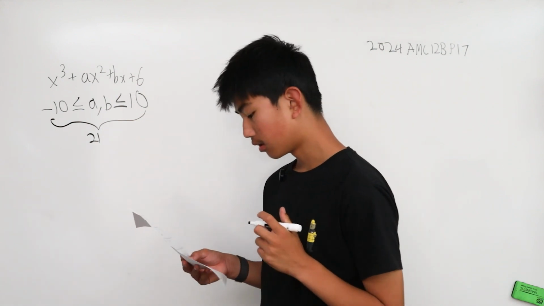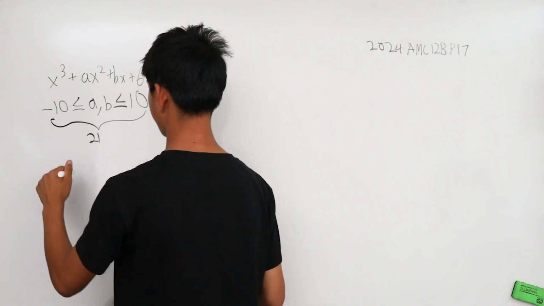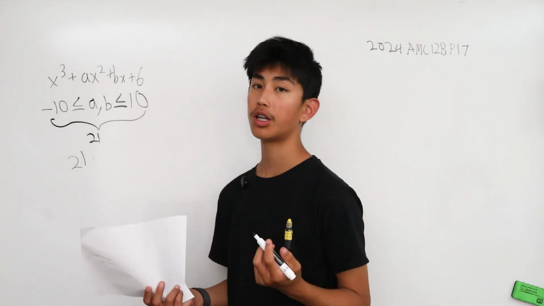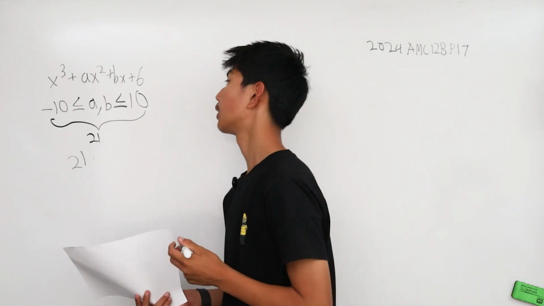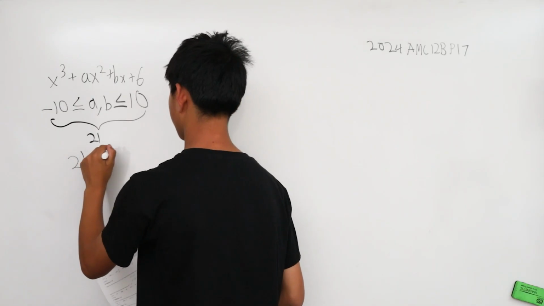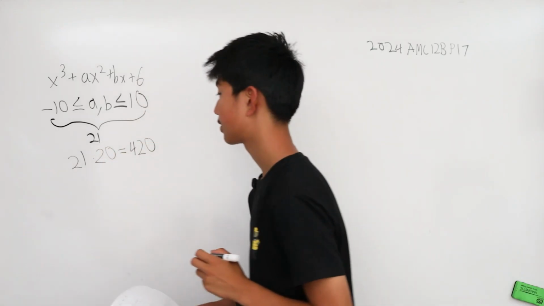Now the total number of possible pairs is 21 times 21 minus 1, because one of a or b has already taken one number. So 21 times 20 is 420 possible pairs.